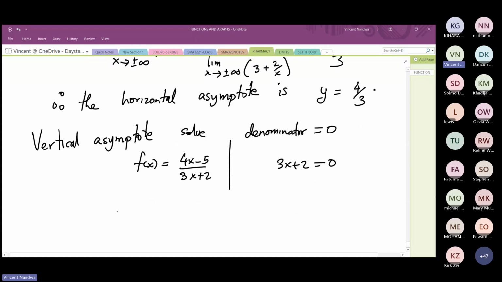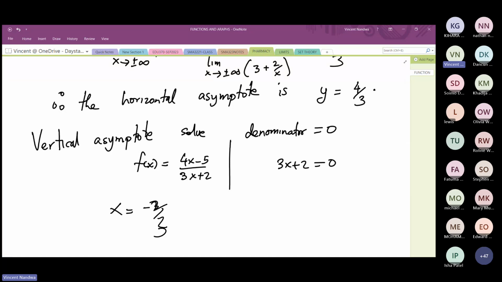So what will be the value of x? The value of x will be negative 2 over 3. Is it negative 2 over 3? Okay. So then that becomes the vertical asymptote.